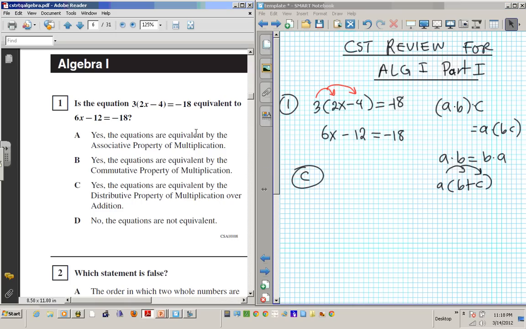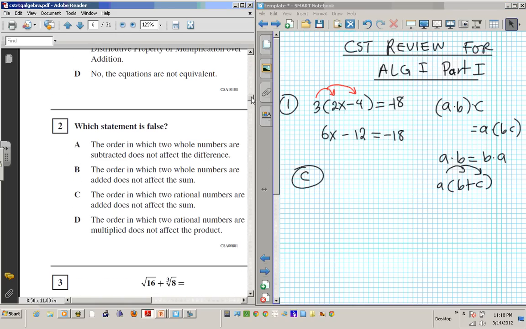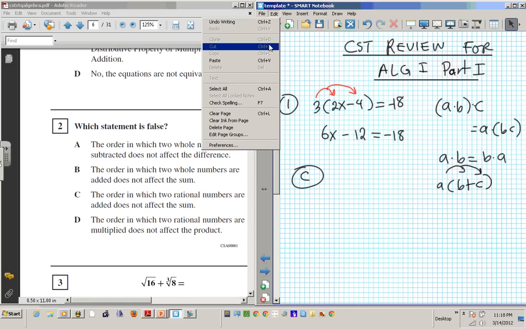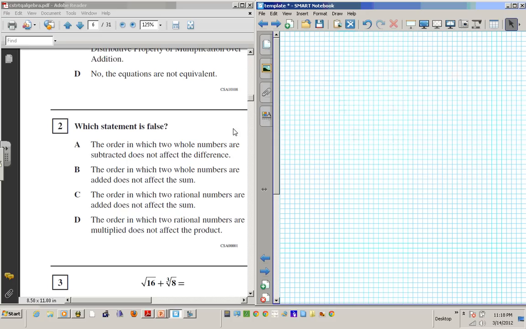Alright, let's take a look at number 2. Number 2, it says, which statement is false? The order in which two whole numbers are subtracted does not affect the difference. The order in which two whole numbers are added does not affect the sum. The order in which two rational numbers are added doesn't affect the sum. The order in which two rational numbers are multiplied doesn't affect the product. So the question is, which of these fall under the commutative property?